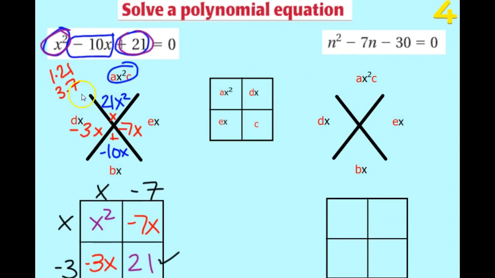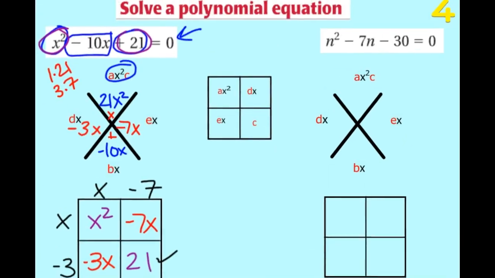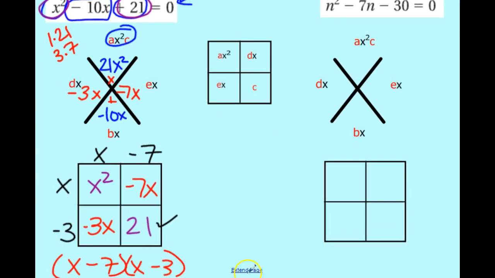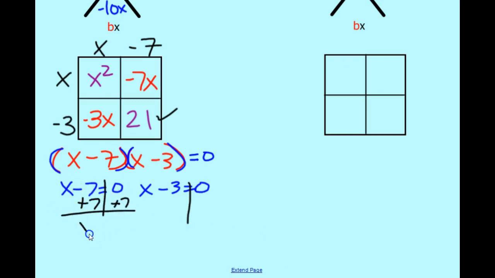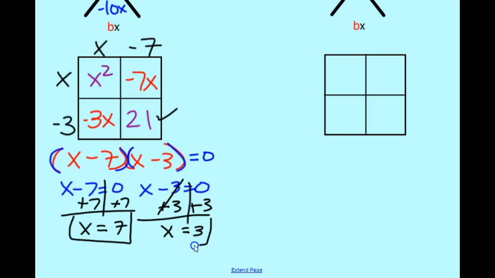Alright. One last thing here. This one, if you noticed, was equal to 0. So if this is equal to 0, we have to solve both. This was from our previous lesson. If this times this equals 0, well, either this equals 0 or this equals 0. So x minus 7 equals 0 or x minus 3 equals 0. We have to solve both. So if you add 7, x equals 7, or x equals 3.